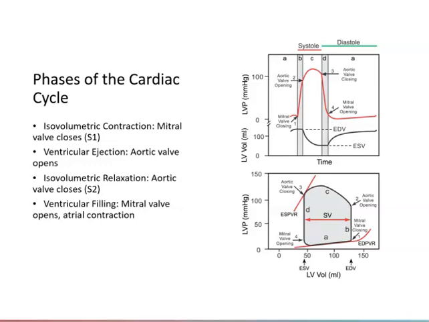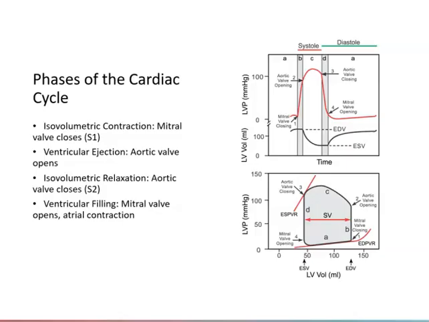Then next we have ventricular ejection. This is where the aortic valve opens and blood flows out because of the high pressure of the ventricle. That's where it peaks on the graphs there. And then finally we have ventricular filling. This is where the mitral valve opens, blood flows in passively, and the atrium contracts at the end to top it off. A key point there is that blood flows into the ventricle passively, but the atrium will push a little extra blood in there to fill it up as much as possible.